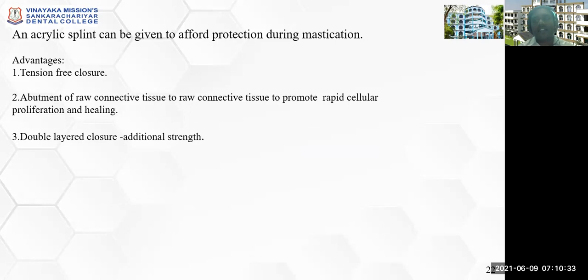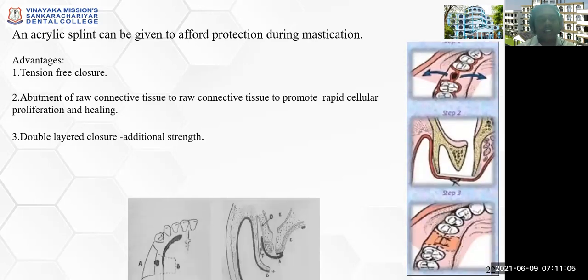Since both the raw surfaces are together and they are kept on the fistulous region, more rapid cellular proliferation and healing can happen, and it gives more strength and bulk to the oroventral fistula region. So the chance for the fistula to reoccur or the flap to dehisce is comparatively less when you use a combination flap. Double layer closure, as I told before, gives additional strength there.